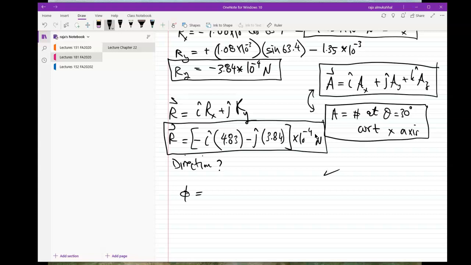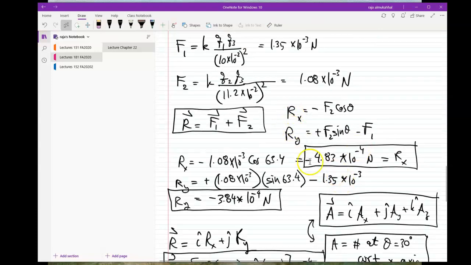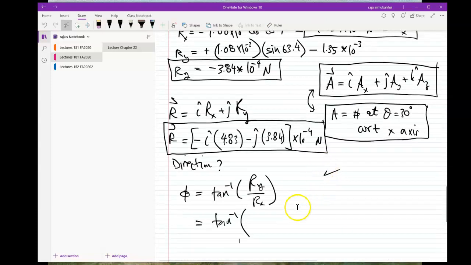So phi is equal to, as you know, tan inverse of ry over rx. I'm sure you've done all of that back in Physics 1. So that will be tan inverse of ry, which is right here, and rx, of course, is right there. And I'm going to put them as ratios to each other.